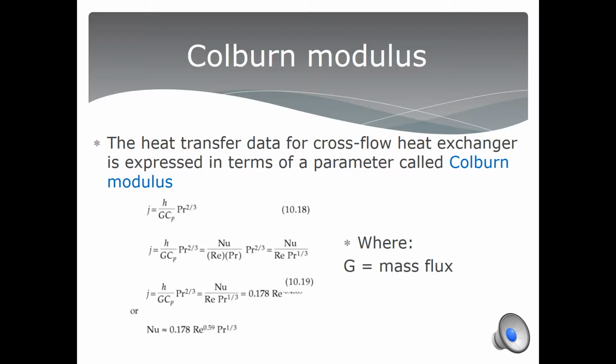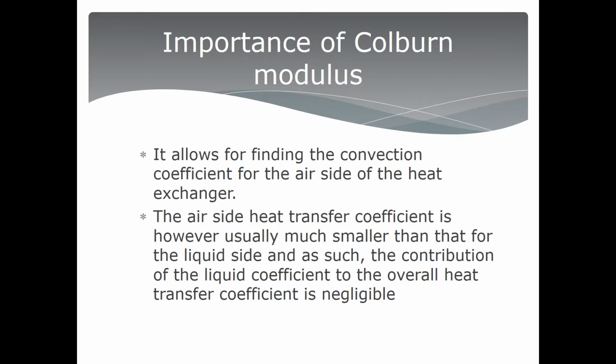The heat transfer data for a cross-flow heat exchanger is expressed in terms of a parameter called the Colburn modulus, which is a function of the Prandtl number and the mass flux. It allows for finding the convection coefficient for the air side of the heat exchanger. The air side coefficient is, however, usually much smaller than that for the liquid side, and as such, the contribution of the liquid coefficient to the overall heat transfer coefficient is negligible.